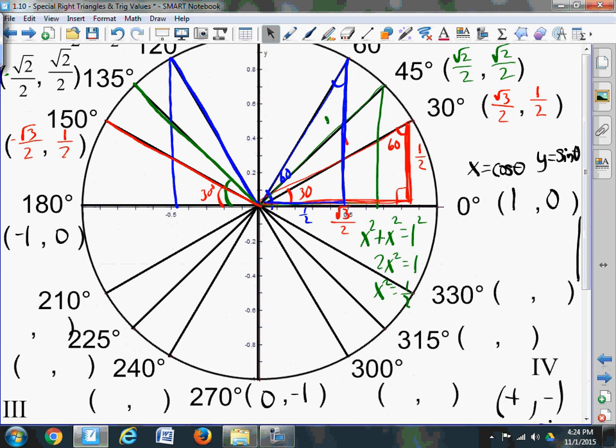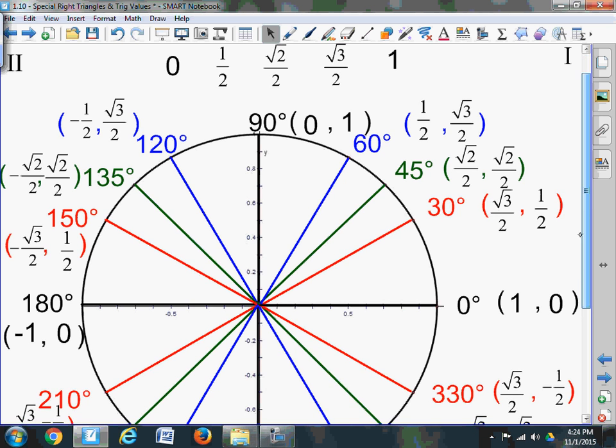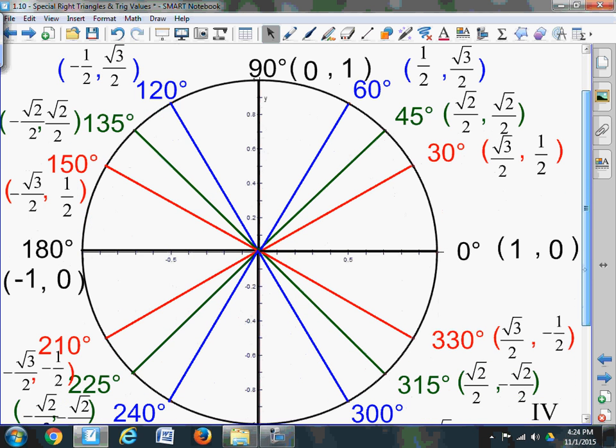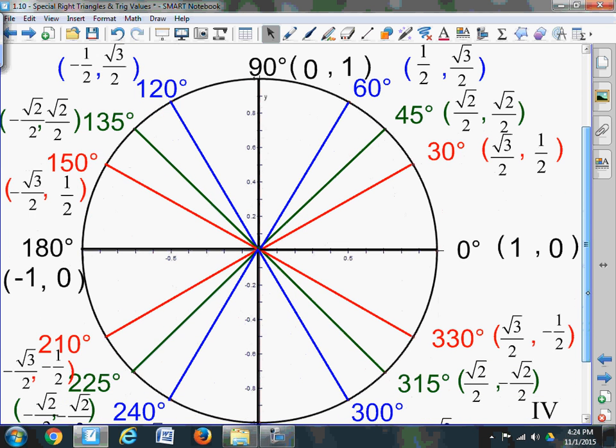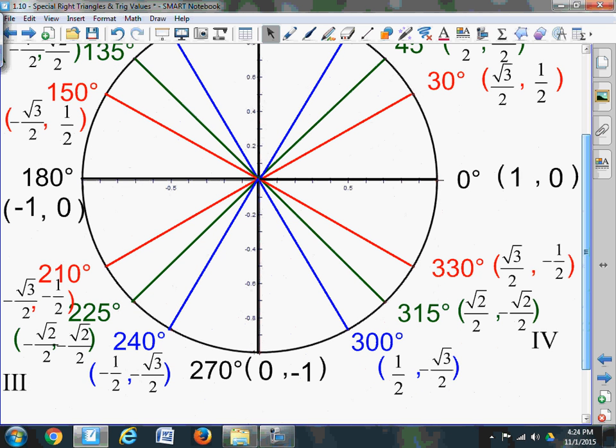Go ahead and look at it. It's color-coded also for the reference angles. All right, so if we get into the third and fourth quadrant, we can see that they're both negative in the third quadrant, and only sine is negative in the fourth quadrant.